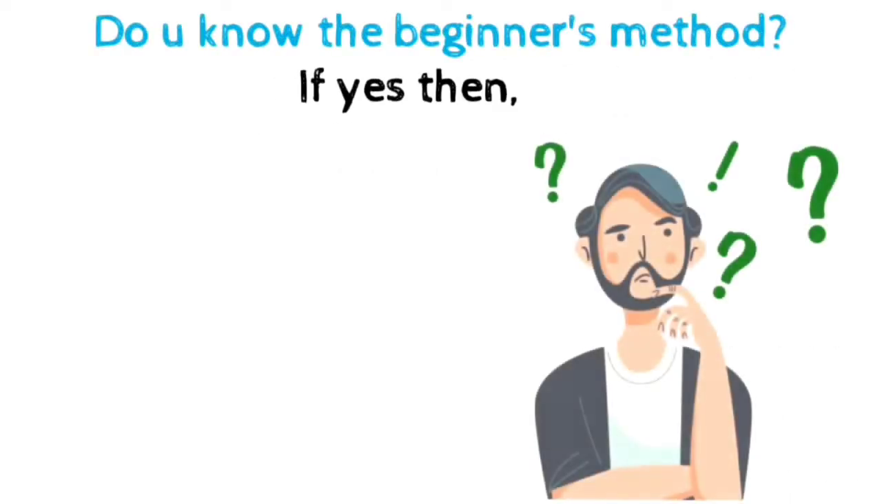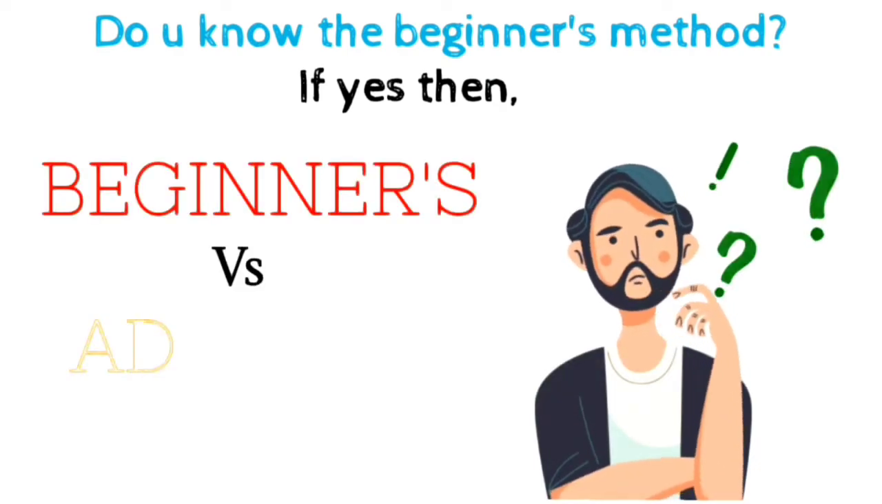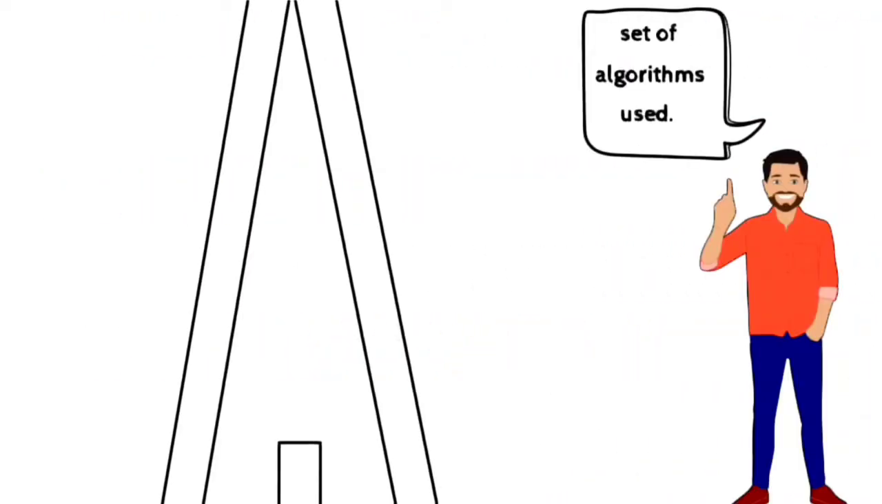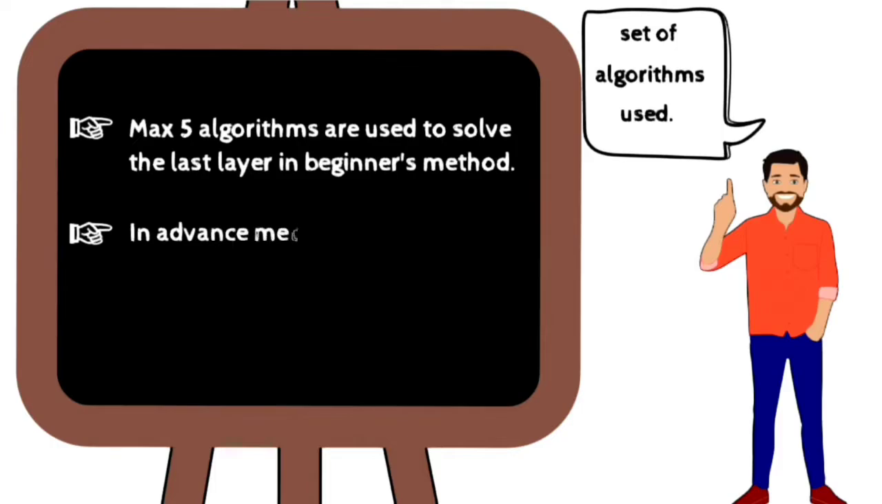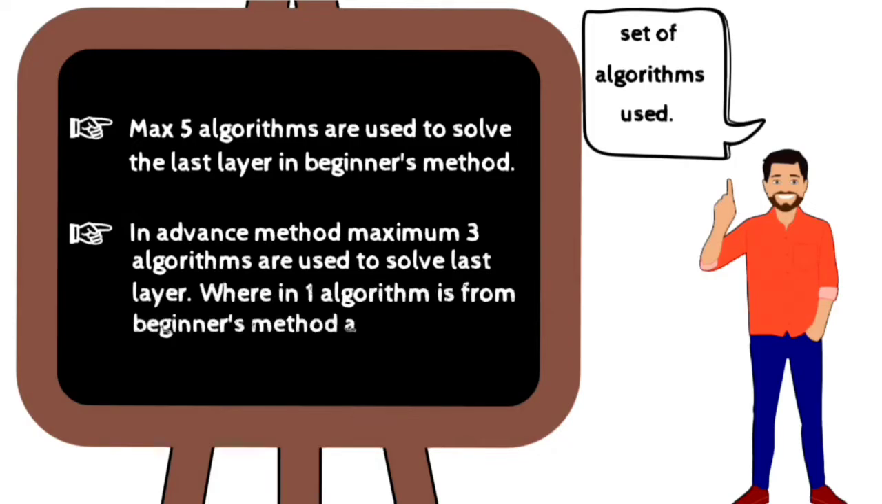If you know how to solve a cube by the beginner's method, then there must be a question that has arisen in your mind: what is the difference between the beginner's method and the advanced method? The key point between these two methods is the set of algorithms used. For the beginner's method, a maximum of 5 algorithms are used to solve the last layer, while in the advanced method we will require just 3 algorithms, amongst which one algorithm is from the beginner's method, so just 2 newly introduced algorithms are going to be there in the advanced method.